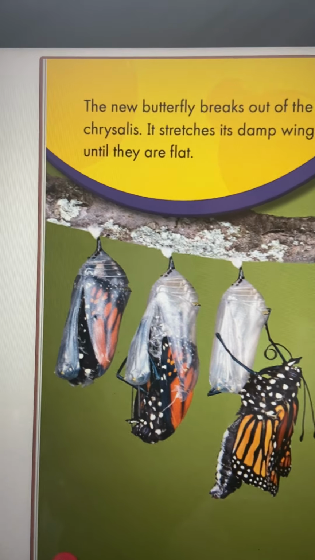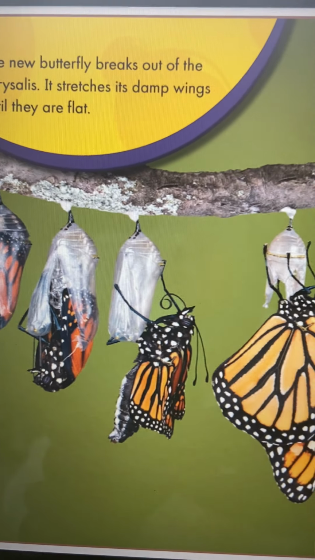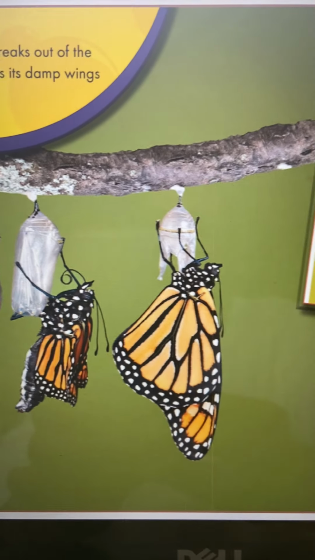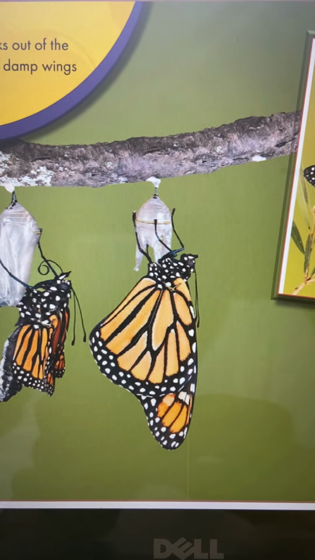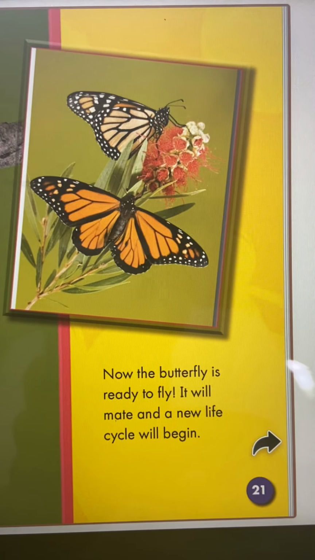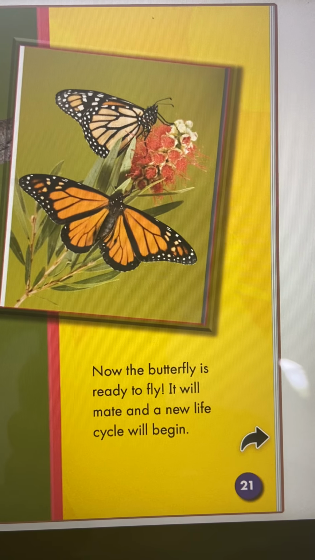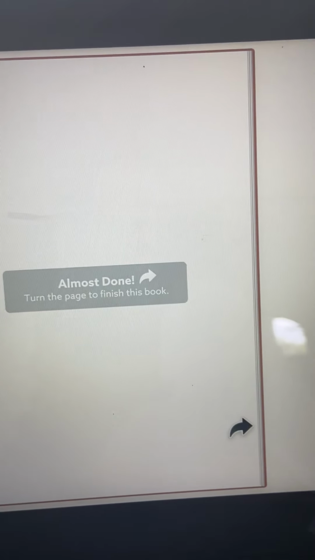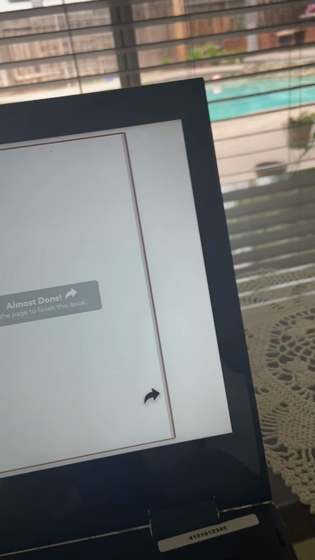There's the steps of that happening. At first, the wings look like they're all wrinkled up, okay? And then it begins to stretch out its wings until they're nice and flat. Now the butterfly is ready to fly. It will mate and a new life cycle will begin. The end.